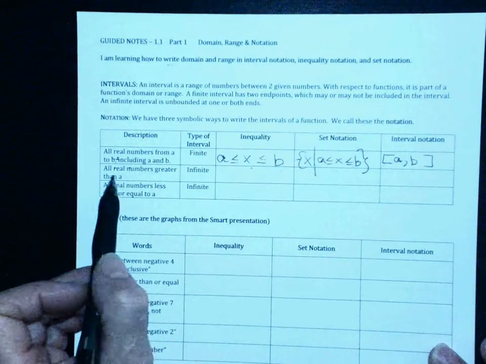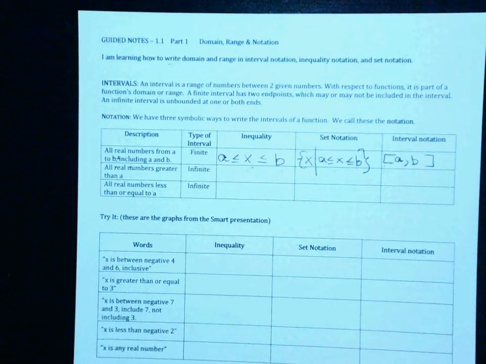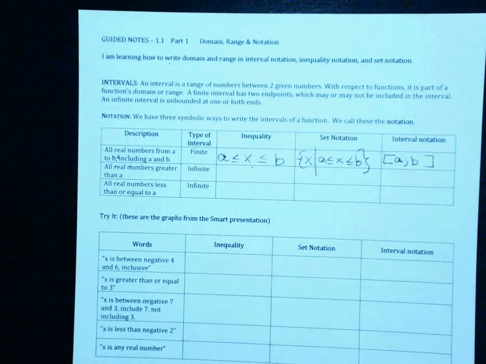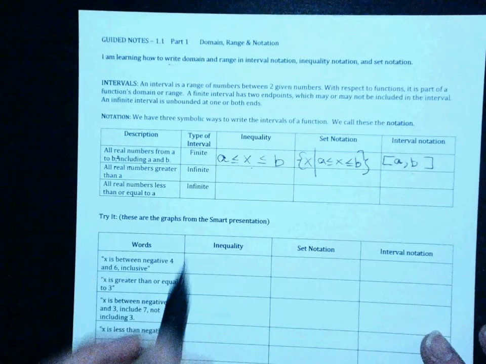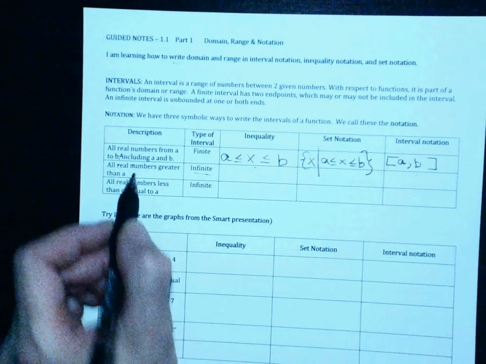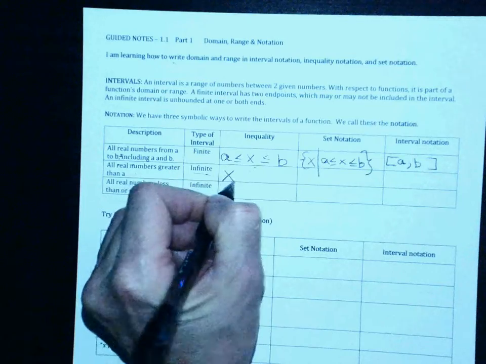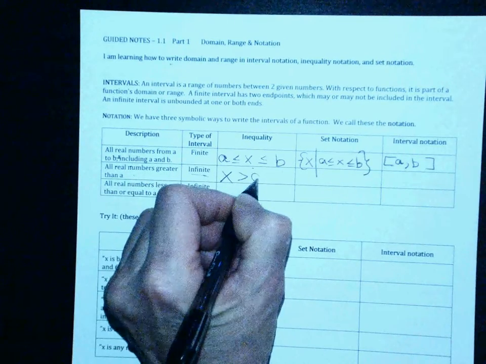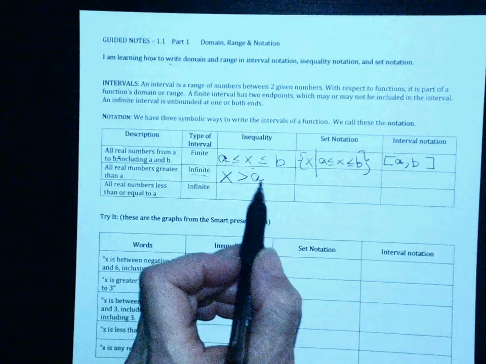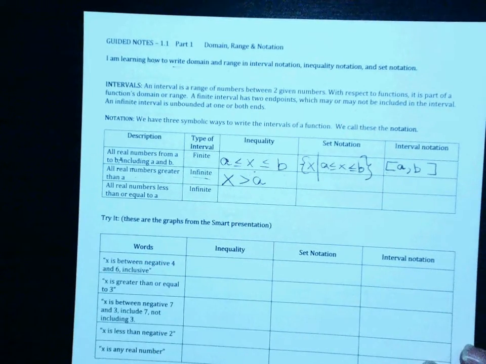The next one is all real numbers greater than A. So it's got a starting point, A, but it's everything that's greater than A, so it just keeps going forever. So this one is an infinite interval. Everything greater than A in an inequality would just be all numbers x that are greater than A. Whatever that number A is, everything that's bigger than that is this domain. So that's an infinite interval.